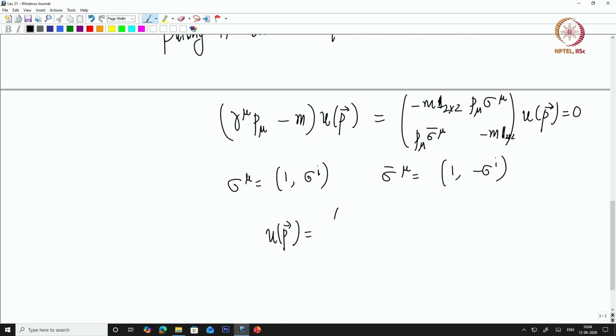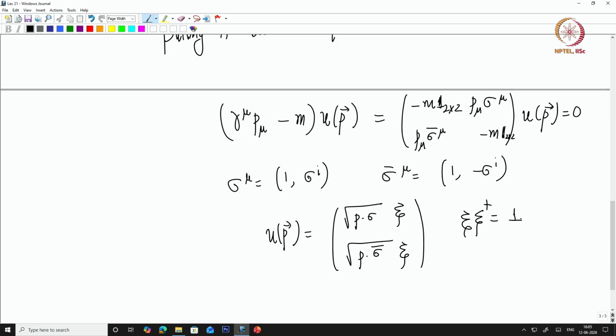Now with this, let me write u(p) has a form: root of p·σ, this can be seen as, into ξ, we will define what this is. Root of p·σ̄, because we are distinguishing sigma and sigma bar, into ξ. We will see how this works out essentially, and we will say that ξ dagger will be a normalization factor.